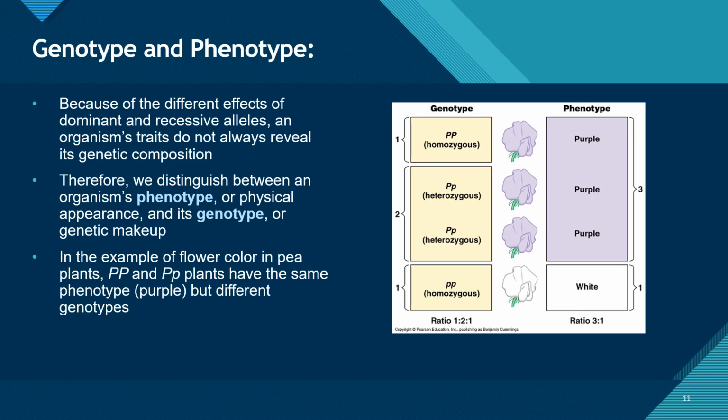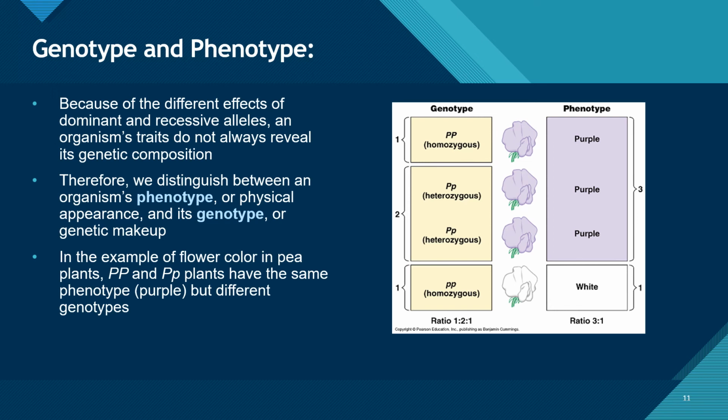Genotype and phenotype. So I know you've heard me say this a few times, but let's actually start to look at the difference. Because of the different effects of the dominant and recessive alleles, an organism's traits do not always reveal its genetic composition. So therefore, we distinguish between the organism's phenotype, so that's its physical appearance. So phenotype is like the flower is purple, the flower is green, the flower is wrinkled, but its genotype is its genetic makeup. So we say what we learned on the last slide. So we say whether it's homozygous, heterozygous, stuff like that.